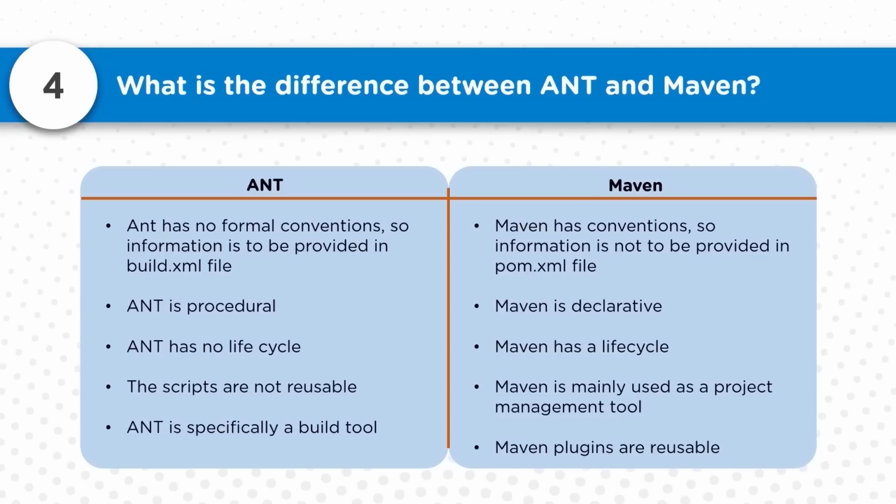So that is where the reusability comes into the picture. Now Ant is a very specific build tool, so there are no plugins as such available there. You just have to code everything for the build process you want to prepare. Whereas in the case of Maven, we have the concept of plugins, which can help us implement reusability. So these are some of the differences between Ant and Maven.